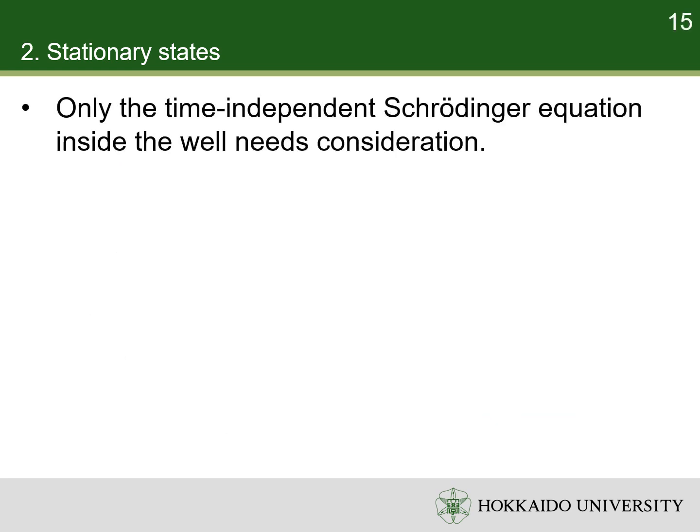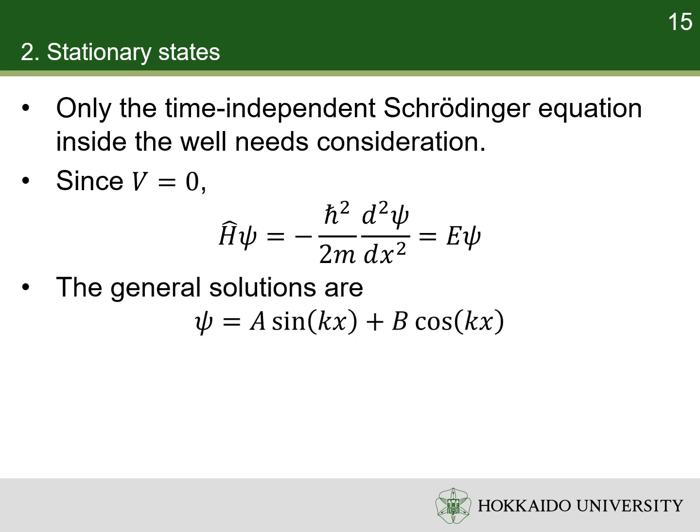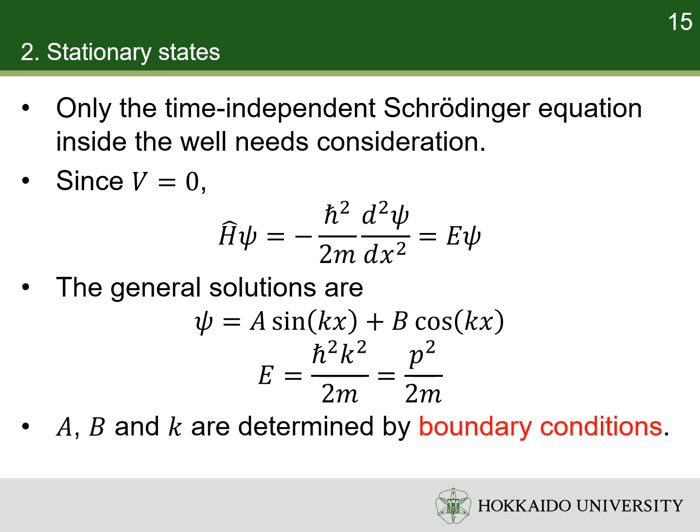Only the time-independent Schrödinger equation inside the well needs consideration, where the potential energy is zero. It is a typical second-order ordinary differential equation. The general solutions are sinusoidal functions. Here, the energy is related to the wave vector. This relation is compatible with de Broglie's relation and non-relativistic kinetic energy. A and B are arbitrary constants if there is no additional condition. However, in this particular system, A, B and K are determined by the boundary conditions.